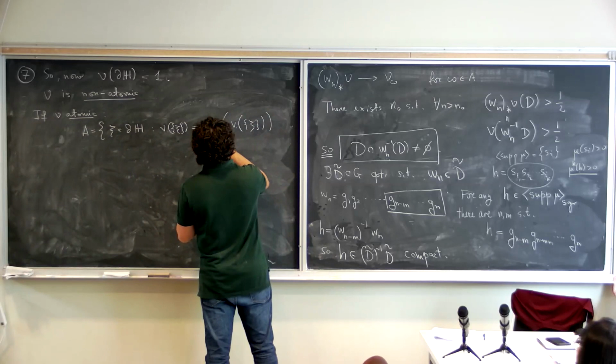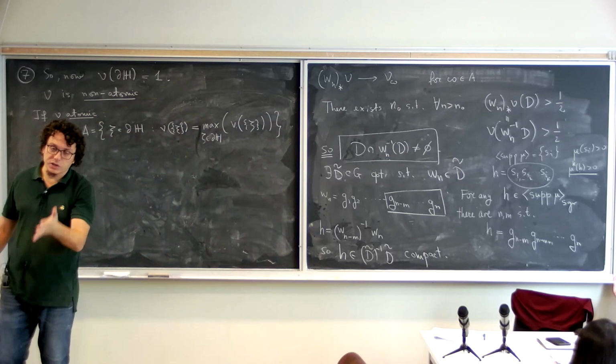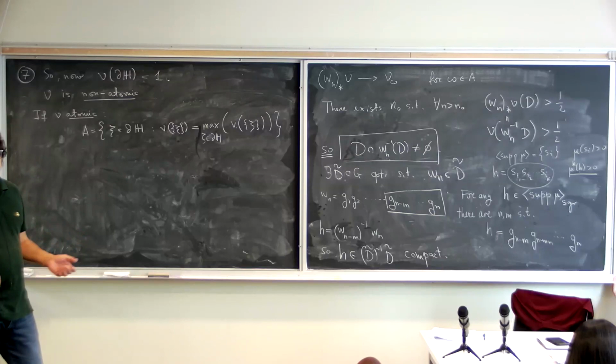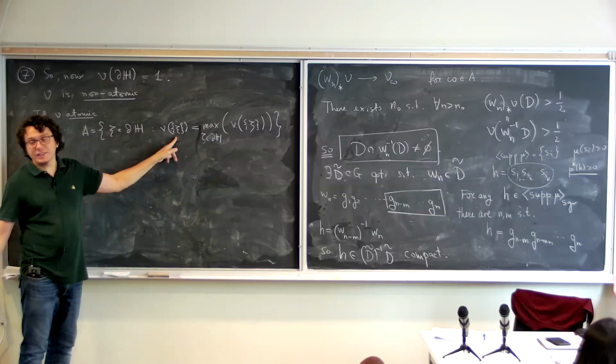Why is it well defined? Because since the total measure is one, for every epsilon, there are only finitely many points of mass bigger than epsilon, right? And so this max has to be achieved, it cannot be just a supremum. So there will be some set that has the maximum weight, okay?